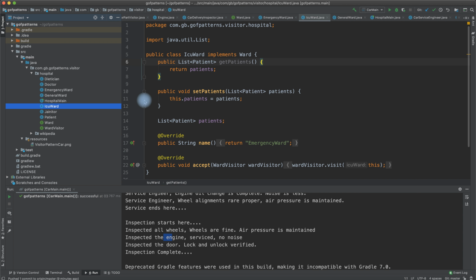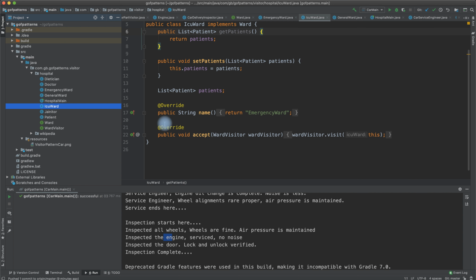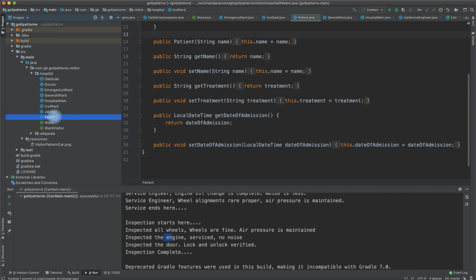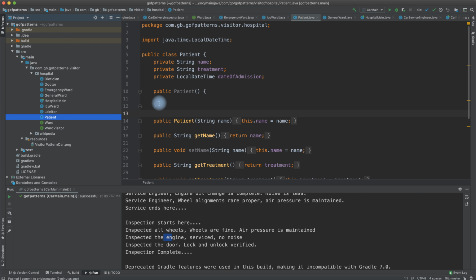The other is the ICU ward. ICU ward also has a list of patients, what is the name of it, and it accepts a visitor, ward visitor. Okay. Patient, since we are looking into the patient, just let us look at it. The patient as a class is not going to play a bigger part in this visitor pattern, but since we have put the patient, we just look into it. It has a name, what is the treatment which is prescribed to the patient, and the date of admission. These are the properties which will be set. That is it. Beyond that, there is no role of this patient.